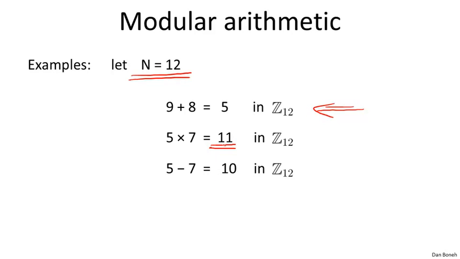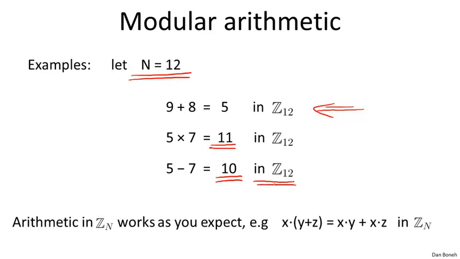Well, 5 minus 7 is minus 2. Minus 2 modulo 12, well, I just add 12 to minus 2 and I get 10. As a result, we say that 5 minus 7 is equal to 10. So again, this is just to make sure everybody's comfortable with this notation of working in Z12. In other words, working modulo 12.